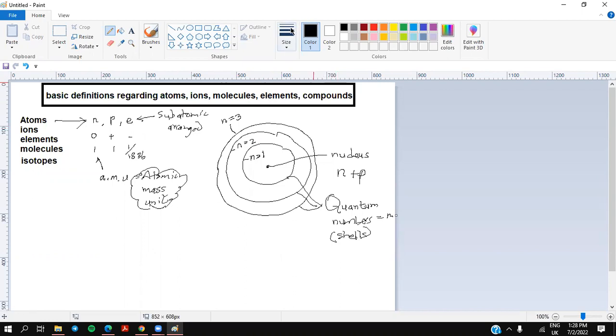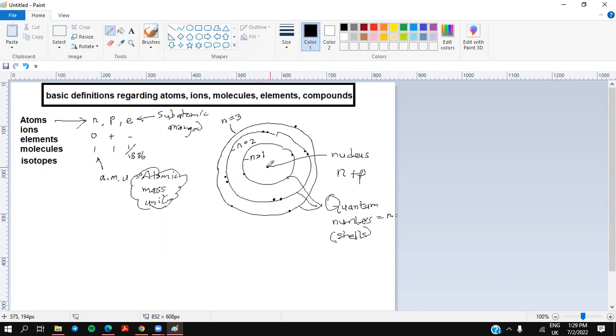And you can see electrons. Electrons are available in energy levels 1, 2, 3, 4, 5, 6, 7, 8, 9, 10, 11, 12. Likewise, I can go on adding electrons. Now, electrons are present in quantum numbers.